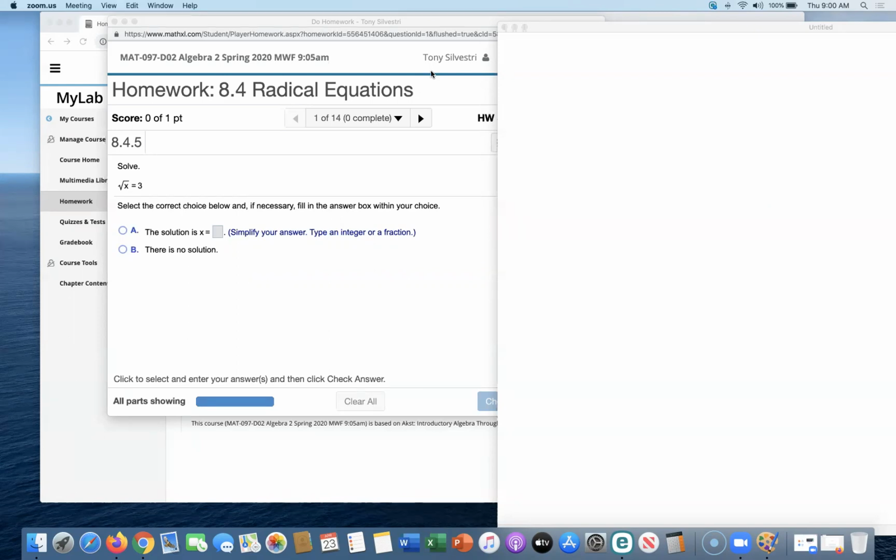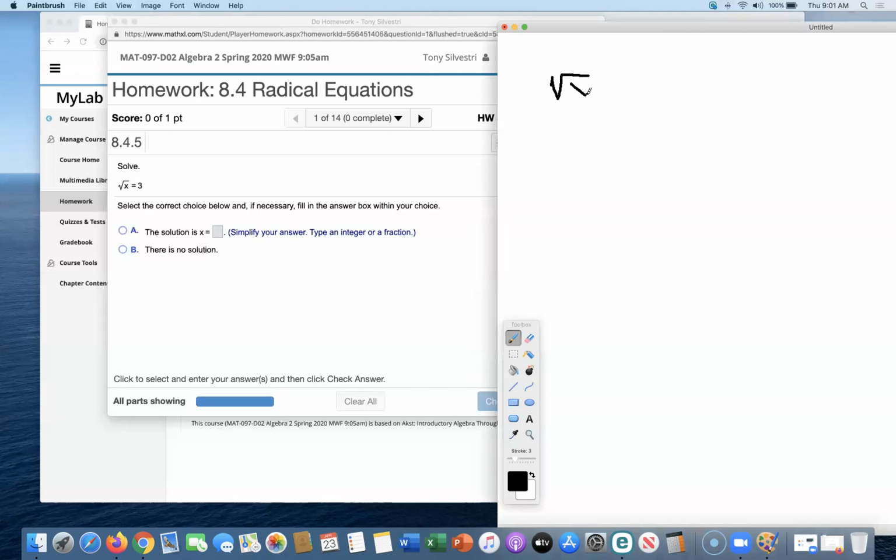Okay, radical equations. Radical equations basically mean equations that have square roots in them. I don't know where they dug up the word radical, but that's the square root symbol right there. I'm going to write that in there. Square root of x equals 3. Okay, that's what we're going to solve.